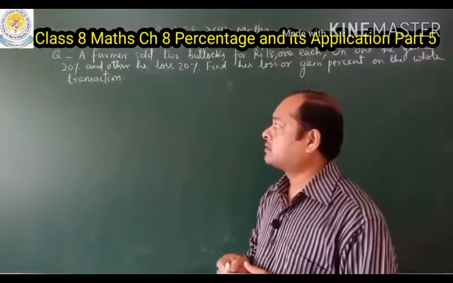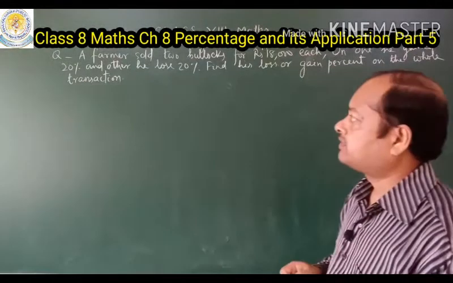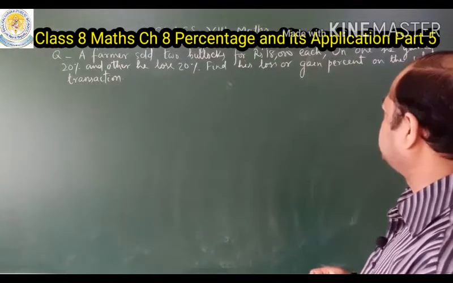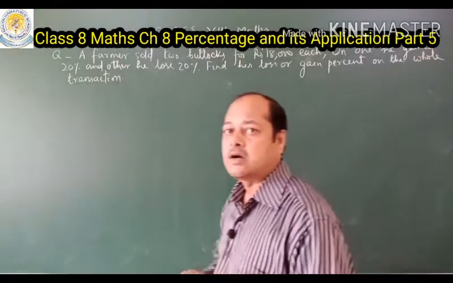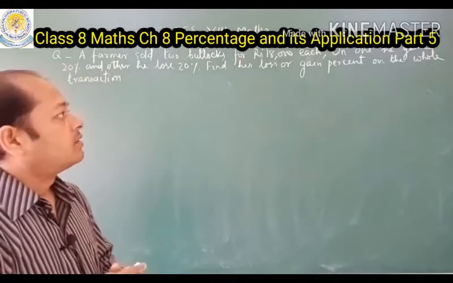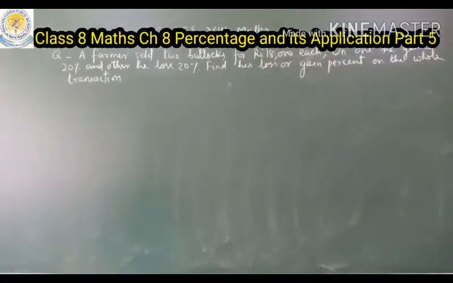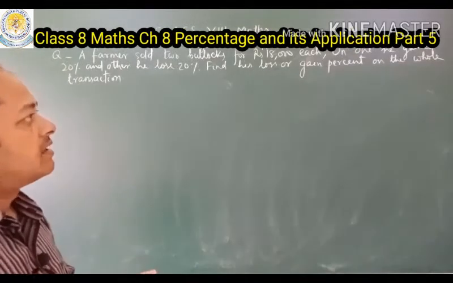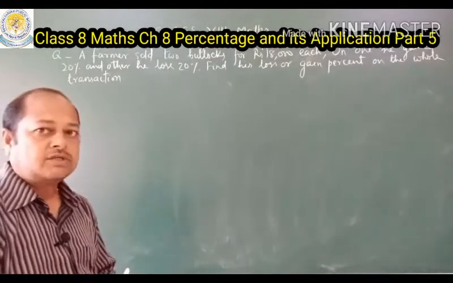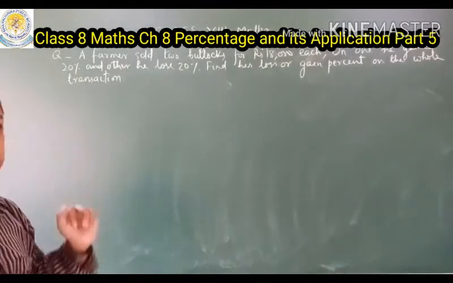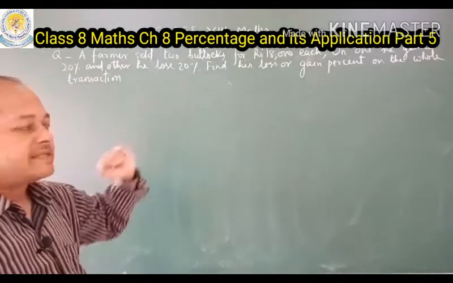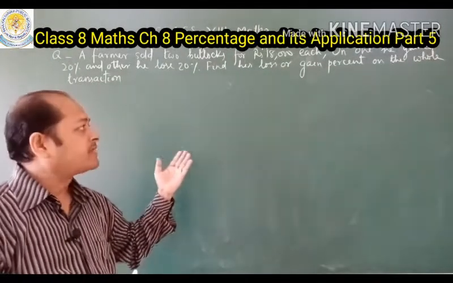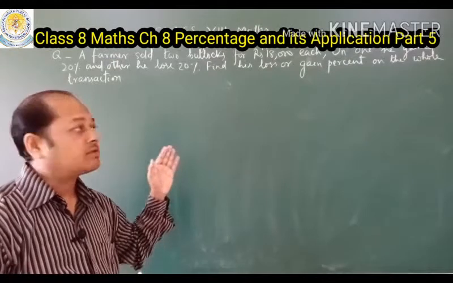Okay, now look at the next question. The question says that a farmer sold 2 bullocks for rupees 18,000 each, means one bullock costs 18,000. On one he gained 20% and on the other he lost 20%. Find his loss or gain percent on the whole transaction. So we have to find out first the cost price, because here the selling price is given. If we find out the cost price, then the question will be solved easily.